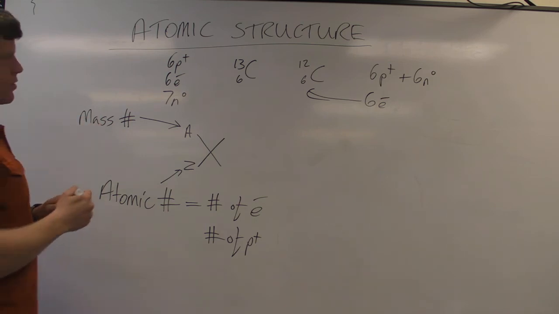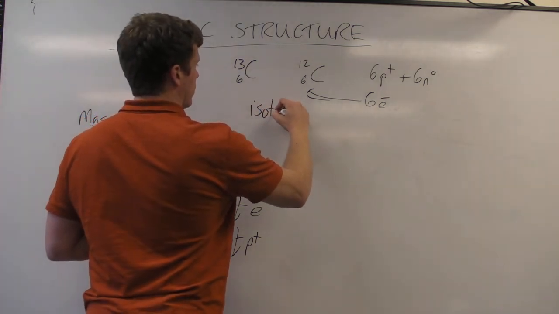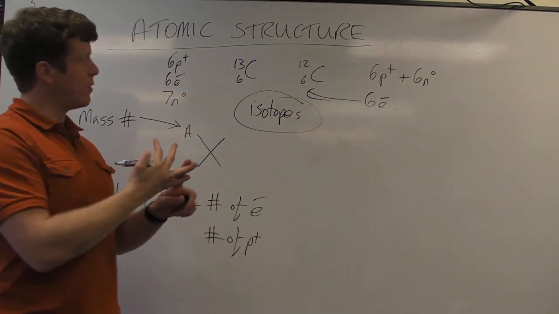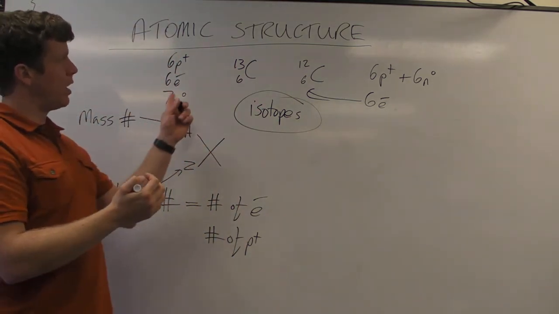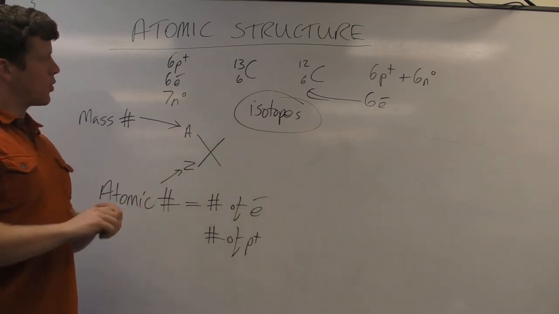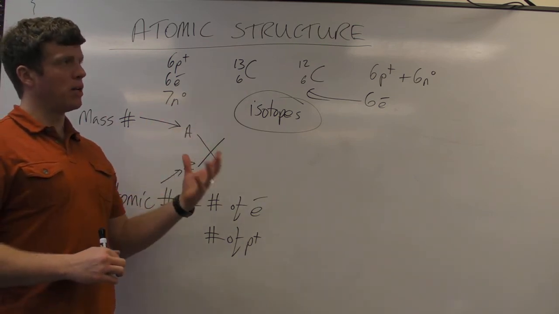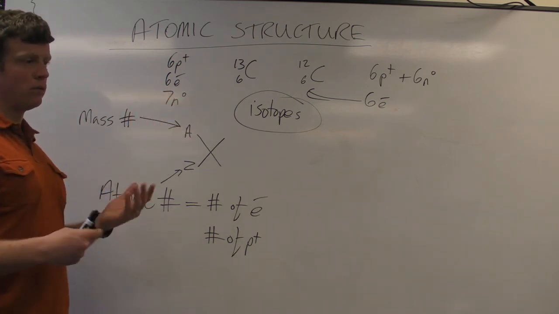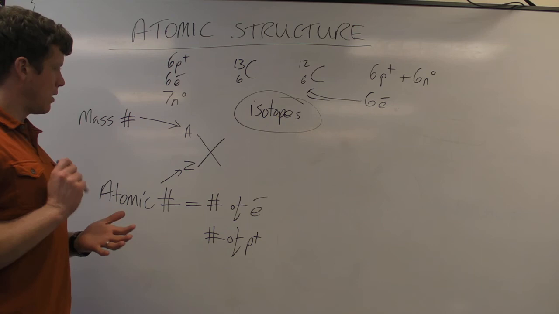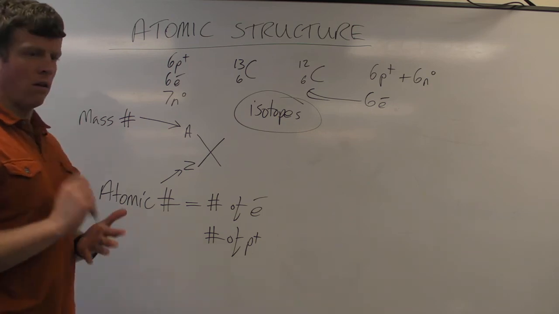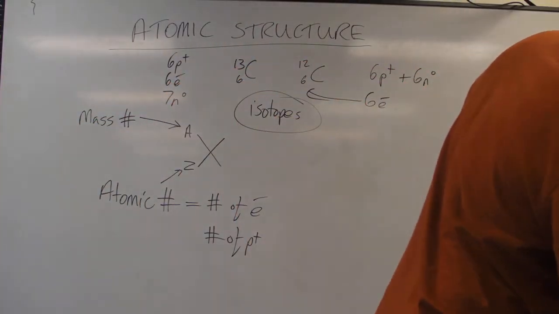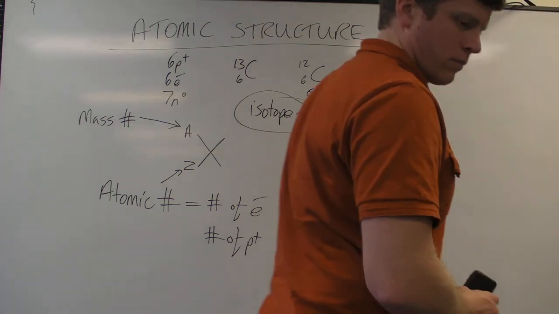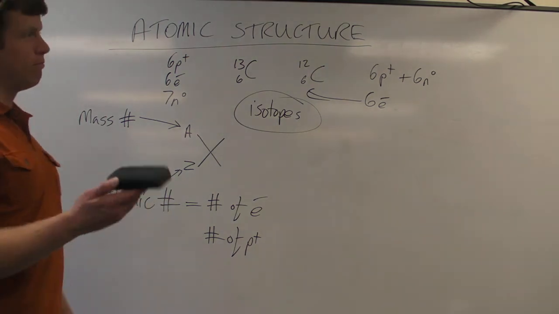So we call these isotopes: same number of electrons, same number of protons, but different or varying numbers of neutrons. Again, the idea of isotopes will come up a lot in nuclear chemistry, and they have very specific uses, medical, geological, so very important. So, that's it.